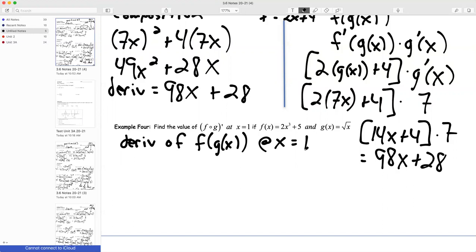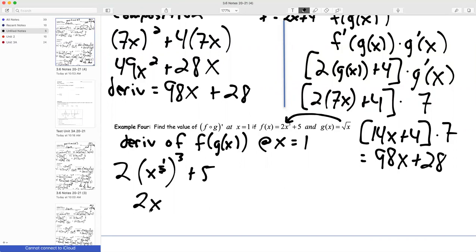All right, so let's do a little composition. I'm going to take the square root of x and plug it in for the variable. So that's going to give me 2, and then I'm going to write this as an exponent, x to the 1/2 raised to the 3rd power plus 5. Oh no, exponents and fractions. Come on, Algebra 1 students. What do you do when you raise a power to a power? You multiply. So this is going to give me 2x to the 1/2 times 3 is 3/2 plus 5.